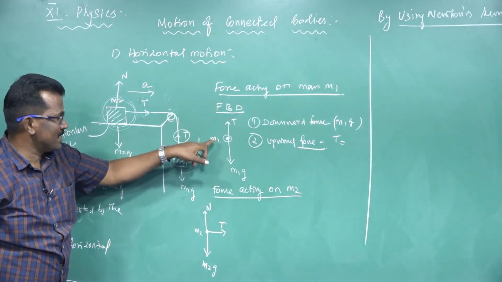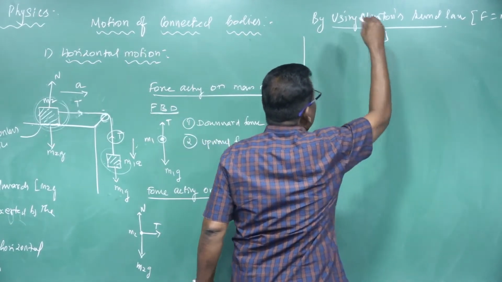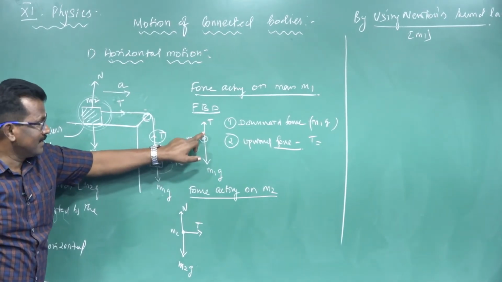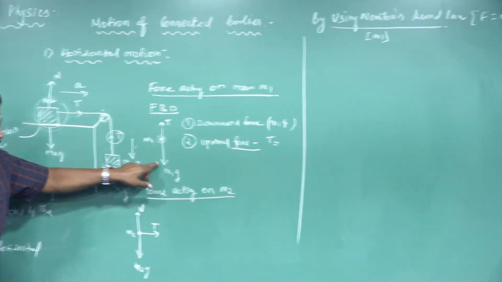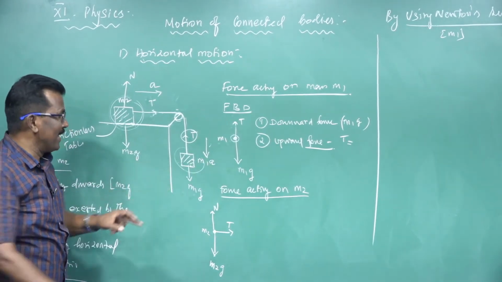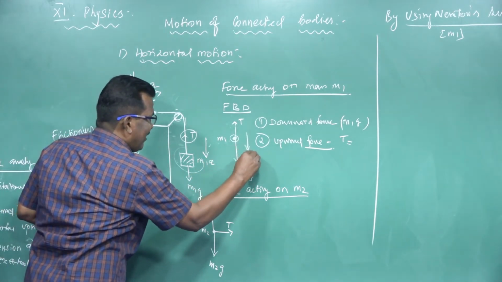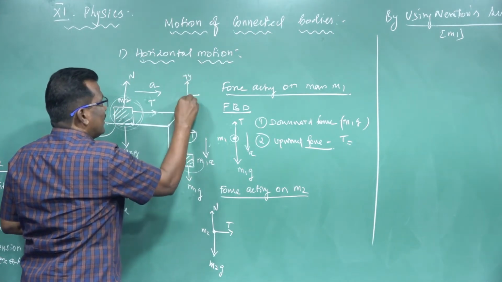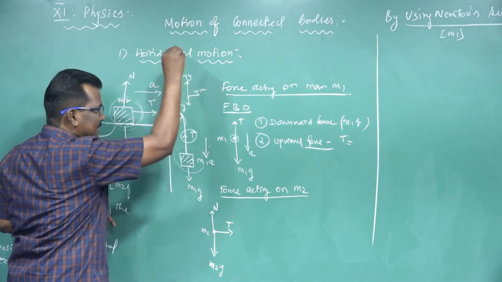By applying Newton's first law on M1, how many forces are acting on M1? Two forces are acting on M1. The tension is acting in the upward direction, and the gravitational force is acting in the downward direction. One is along the positive y-axis, another is acting along the negative y-axis, and the acceleration is along the negative y-axis. So this is positive, this is the negative y-axis, and this is the positive x-axis.